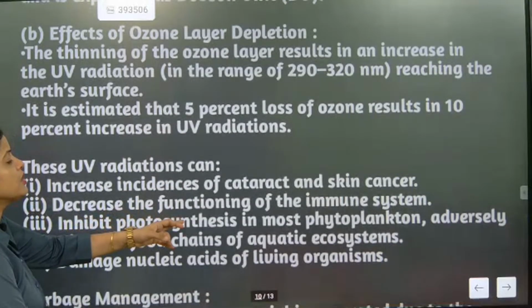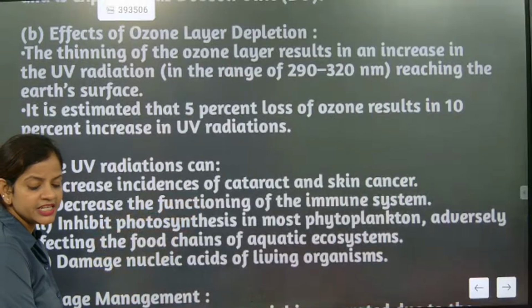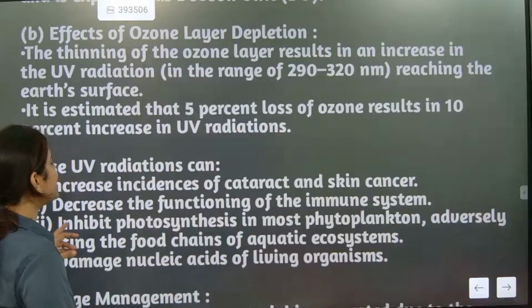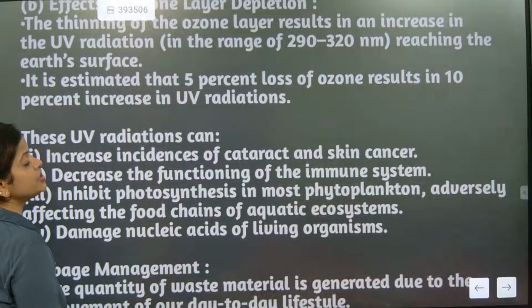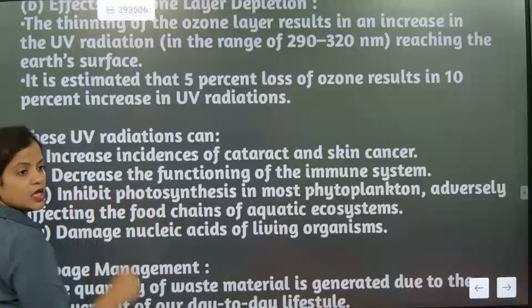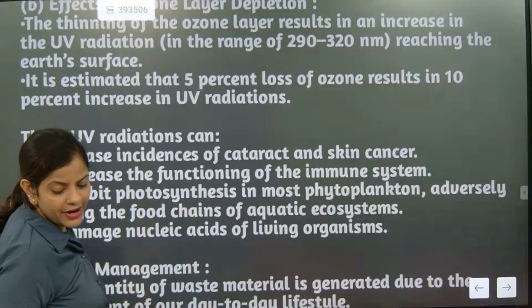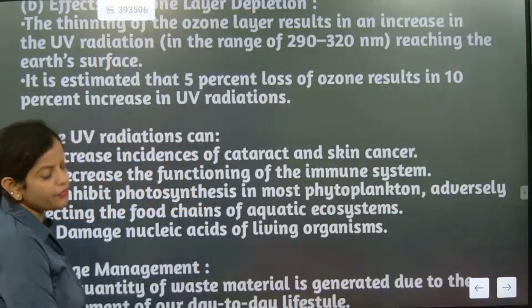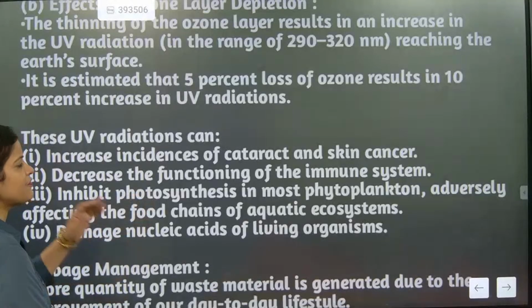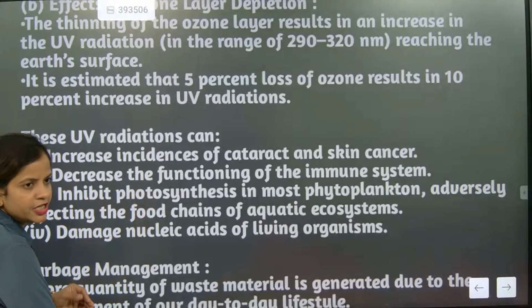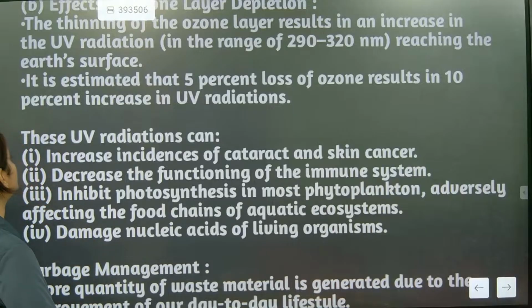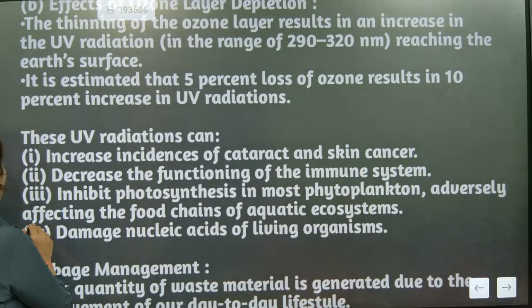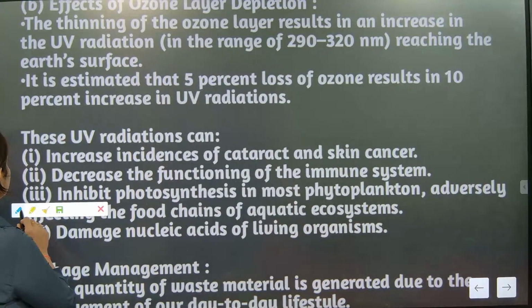Second, they decrease the functioning of the immune system. Next, they inhibit photosynthesis in most phytoplanktons, adversely affecting the aquatic food chain. Inhibit means stop. Phytoplanktons are floating small plants. They are aquatic, and they are the major source of food for aquatic animals. Please remember this part when somebody asks you this section.